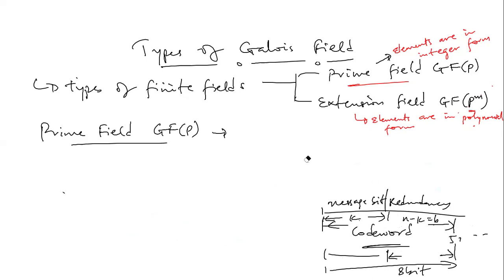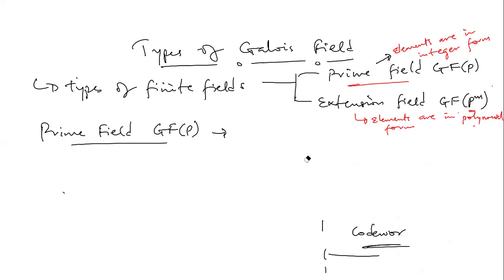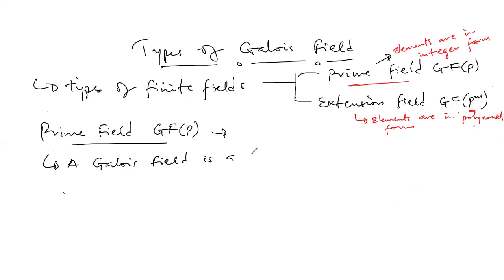Okay, so let's come back to our Galois field, the arithmetic of coding. That's our algebra. When we talk about the prime field, we already made mention that the elements are in integer form, in contrast to extension fields, where the elements are in polynomial form. We already described how the polynomial form looks. A Galois field is a prime field if the order of the field is a prime.